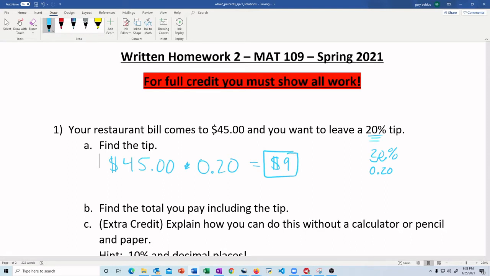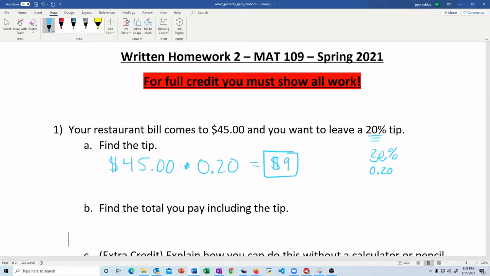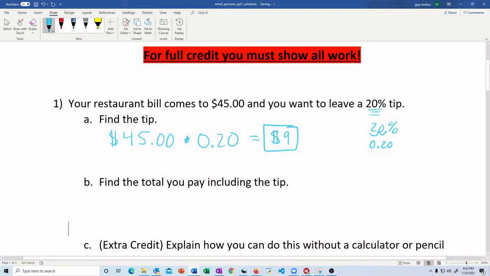All right, so then part B says, how much are you going to pay when all is said and done? How much are you going to end up paying? Well, we're going to pay a total of $45 for sure. That's what our bill was. But we also want to pay the tip, which was $9. All together, that's $54.